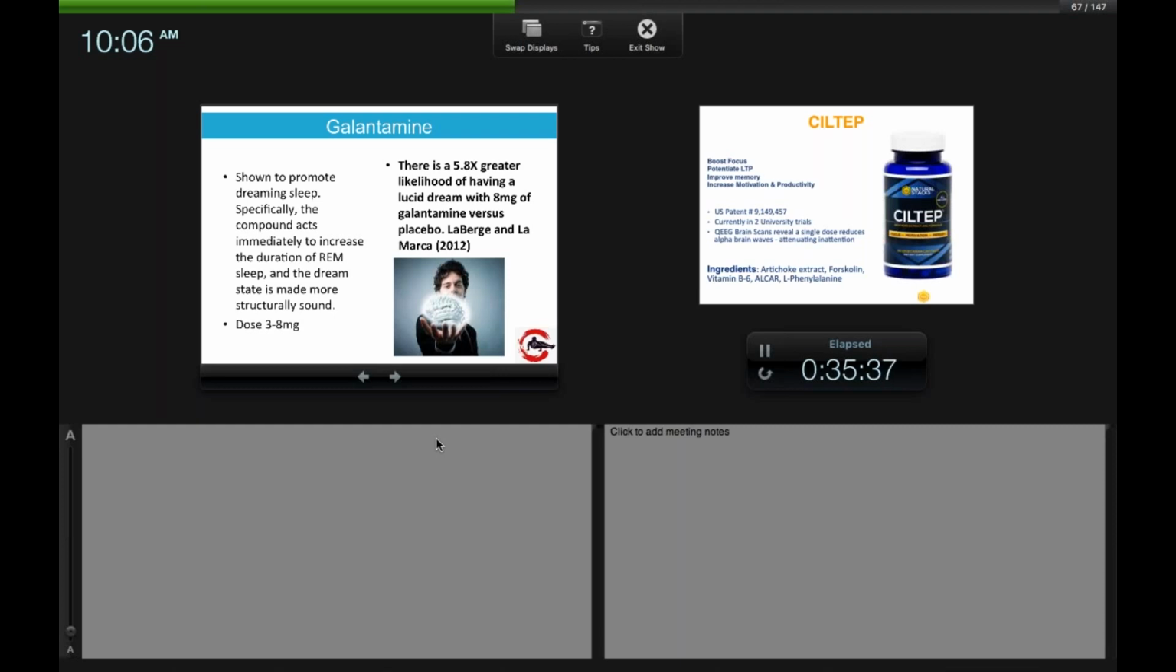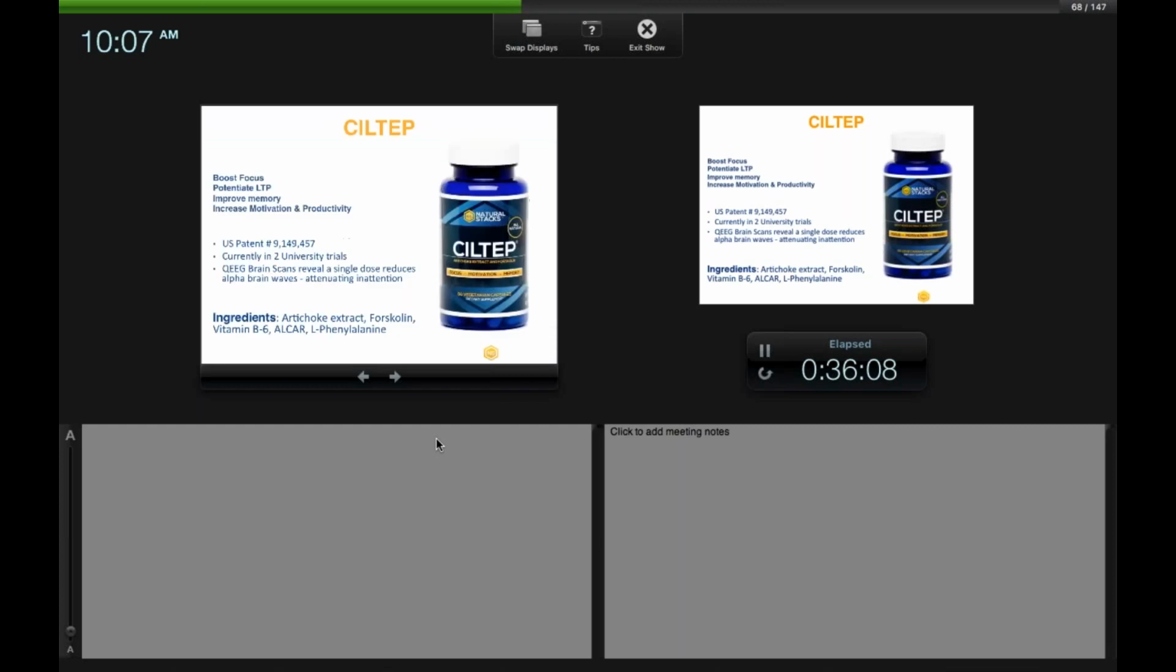And we all know dreams are the way that our subconscious mind regulates itself and clears itself, and that's where we can get some real deep spiritual messages, with galantamine. So I definitely recommend trying the galantamine. There's a 5.8 times greater likelihood of having lucid dreams with 8 milligrams of galantamine versus placebo. So LaBerge is one of the premier researchers, Dr. LaBerge, in sleep, and I would highly recommend that you get some things from him.